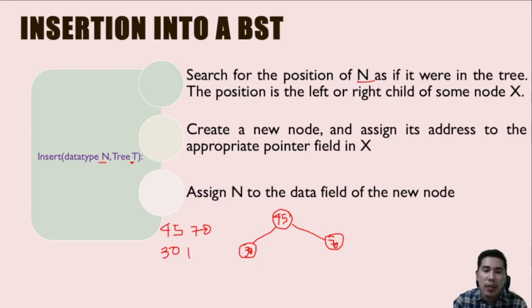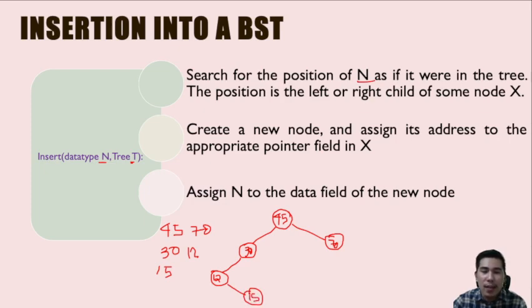Let's say you are going to insert another one, let's say 12. So 12 will be compared to 45. Is 12 less than 45? That is actually true. Therefore, going to the left, is 12 less than 30? Therefore, it must be the left child of this parent node, which is 30. Let's say we are going to insert 15. 15 will be compared to 45. That is actually less than 45. Therefore, it will go here, and 15 is greater than 12. Therefore, 15 will be placed right here.